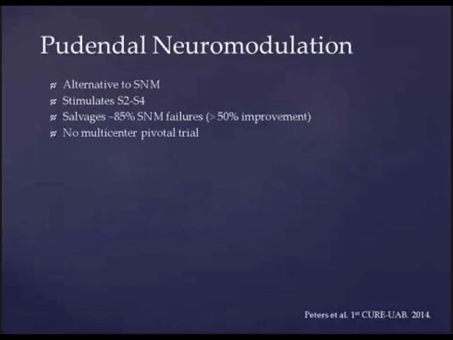Pudendal neuromodulation, not happening. There are no studies on it, but there's some anecdotal evidence that comes from Peters himself that basically says they can salvage people who fail sacral neuromodulation with this, and they say it's easier to implant and better tolerated for the patient. Its real focus, it probably has some effects of the sacral neuromodulation, but it's mostly that outlet, from what I understand of it.